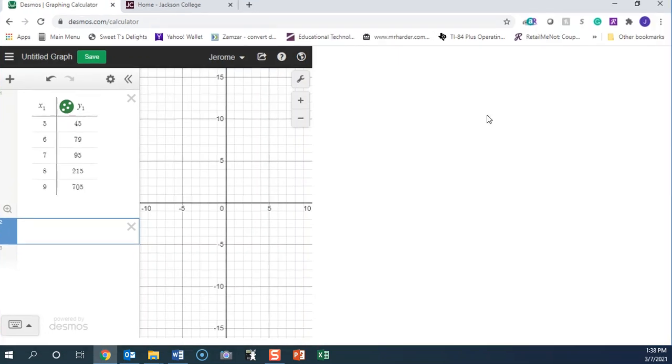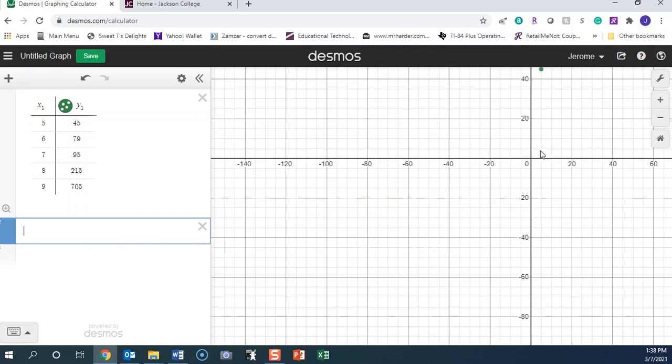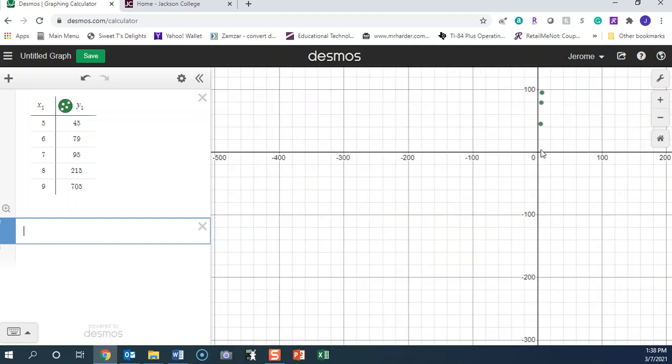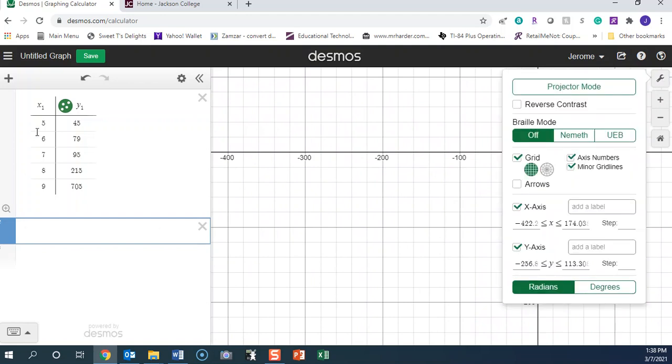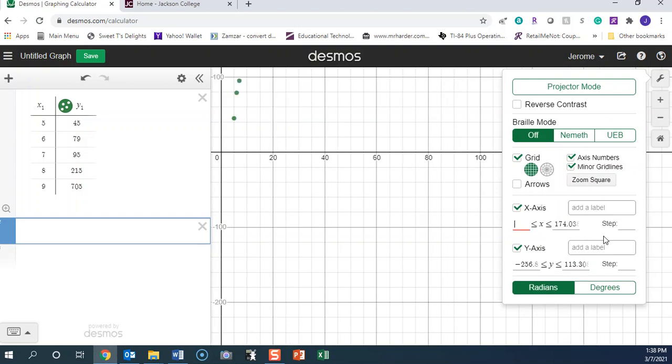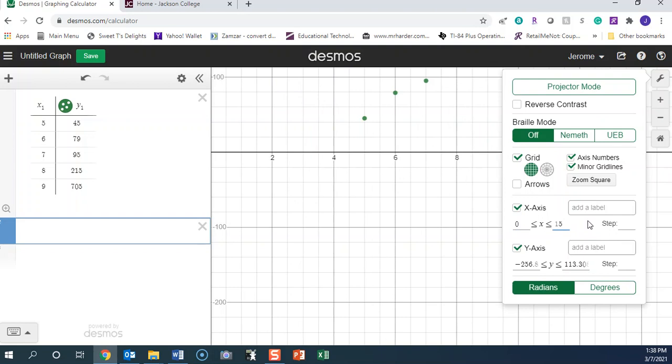Okay, now let's take a look here. I have to zoom in a little bit because my numbers are kind of high. But this is a scattergram, or we could take this wrench here. And since we notice here with our x-axis, we could go from 0 to, let's just say, 15.